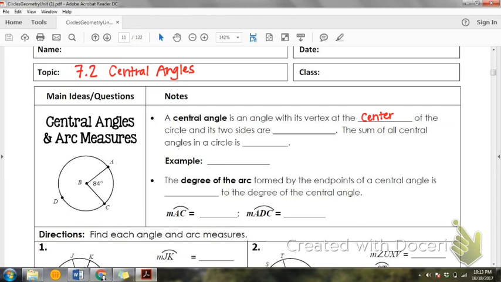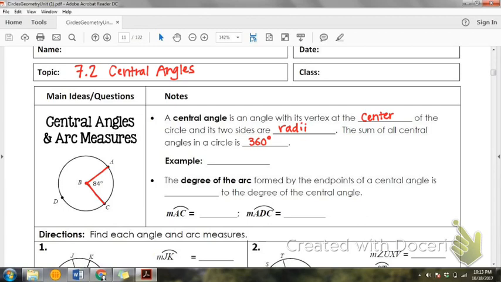of the circle, and the two sides are radii, which remember is plural for radius. So if we look at this example over here to the left, starting at the center, and the sides are radii. The sum of all of the angles in the circle, all the central angles in a circle, is 360 degrees, always.